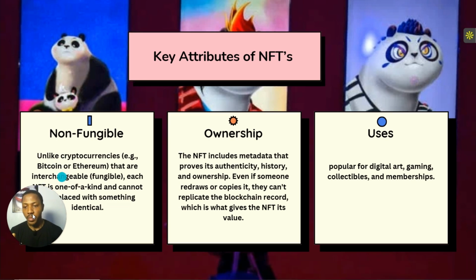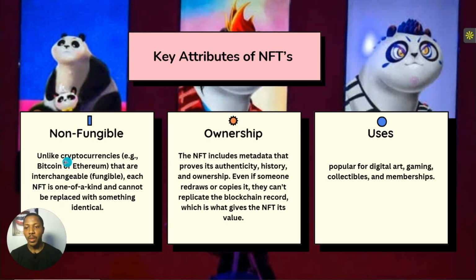Now, unlike cryptocurrencies like Bitcoin or Ethereum that are interchangeable, this means they are fungible. Okay, let me tell you what fungible means. Fungible just means one of this thing is equal to one of this thing. For instance, one Bitcoin is equal to one Bitcoin. But for non-fungible tokens like this, one cannot be one. Okay, one is just unique and only one can exist.